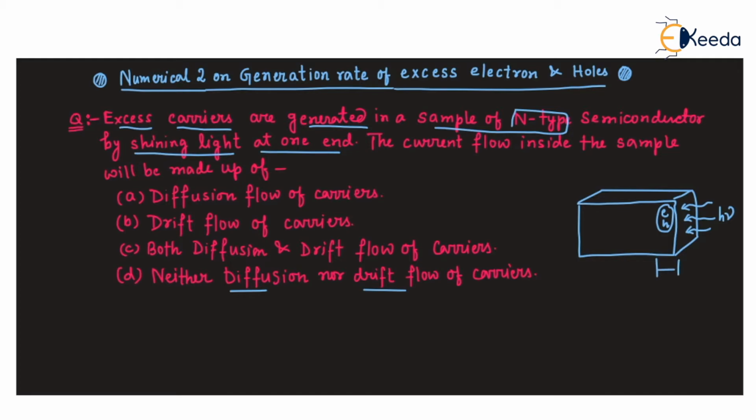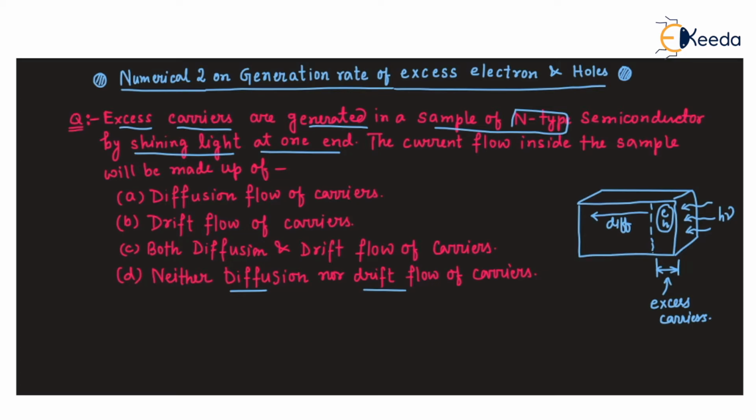at this end there will be a lot of excess carriers. Due to the generation of excess carriers, there will be a high concentration of electrons and holes inside this region. So the excess carriers will try to diffuse in this direction. So there will be a diffusion flow of carriers.